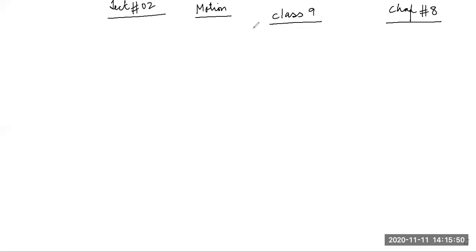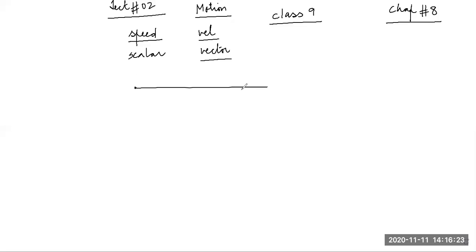Today we have lecture number 2, class 9, chapter 8, motion. So we know what is speed and velocity. We have studied speed is scalar and velocity is vector. Velocity has direction as well as magnitude. Speed only has magnitude.